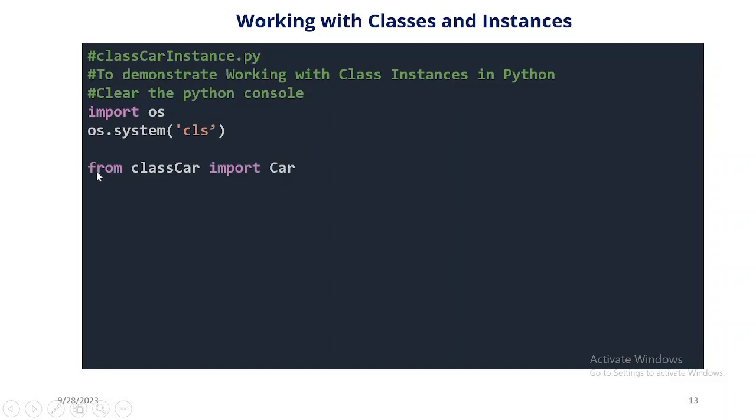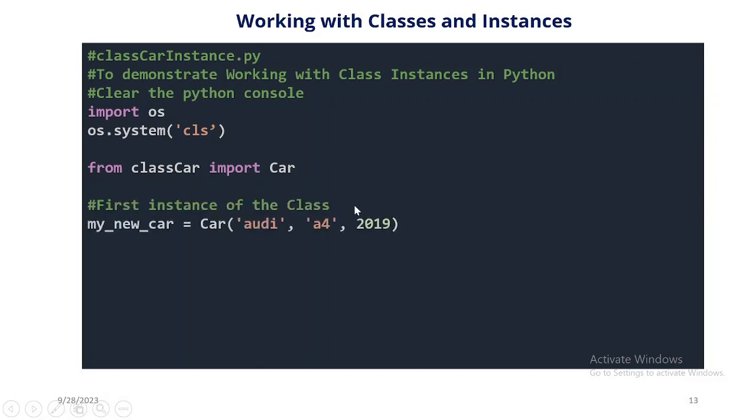So we are now going to import class car into our new program. So we say from class car import Car. Remember that class car was a Python file, and Car was a class inside class car. So we import it.